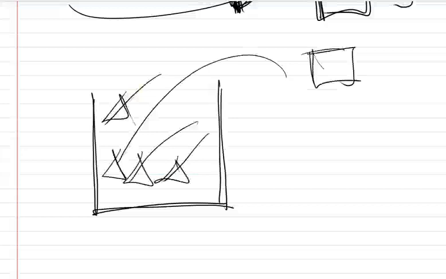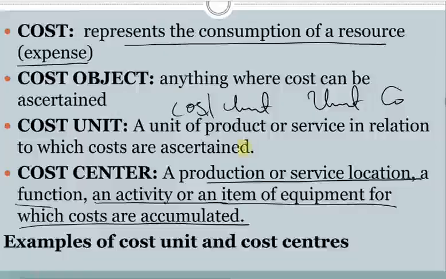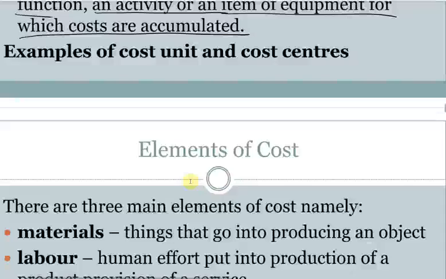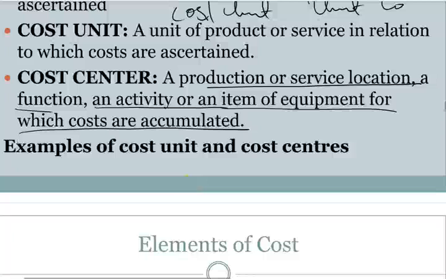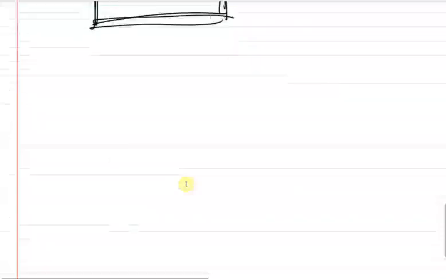If you feel that I cannot actually say that this cost has been incurred by this cost unit, you accumulate it in one location. So this location is called a cost center, right? So let us look at an example so that we can look at what a cost unit is and a cost center is.